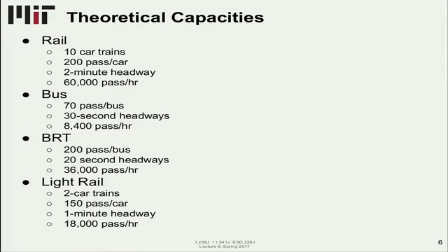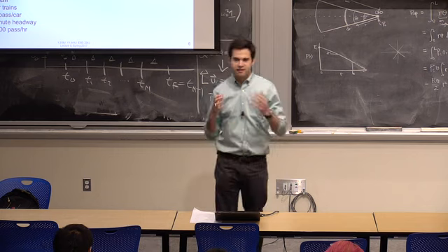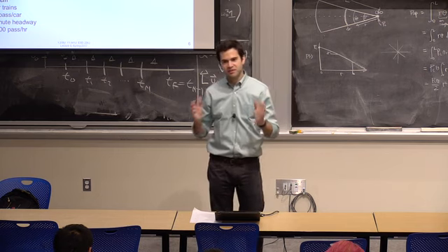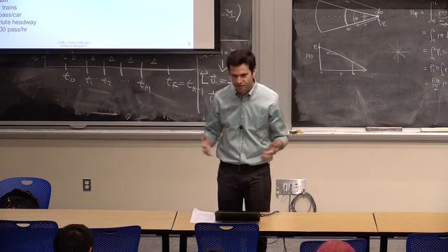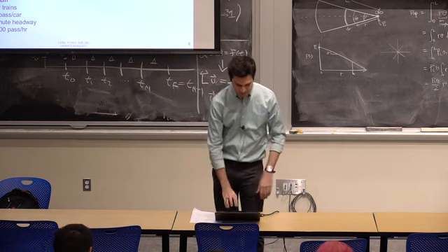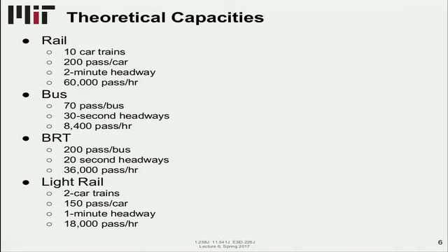And that gives you 60,000 passengers per hour. So that's about as much as a metro system can provide in terms of capacity, for a single metro line. If we look at bus, a full bus, 70 passengers, that's quite packed.